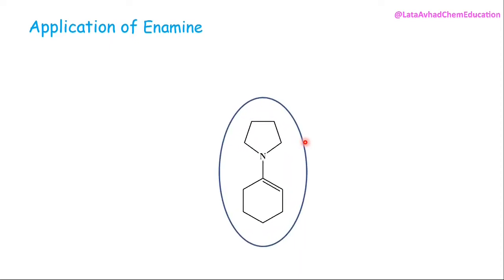Next we will see the applications of enamine. First one, by using enamine we can synthesize mono alpha alkylated compounds. For mono alpha alkylated compounds, the enamine approach is well preferred over the enolate approach.